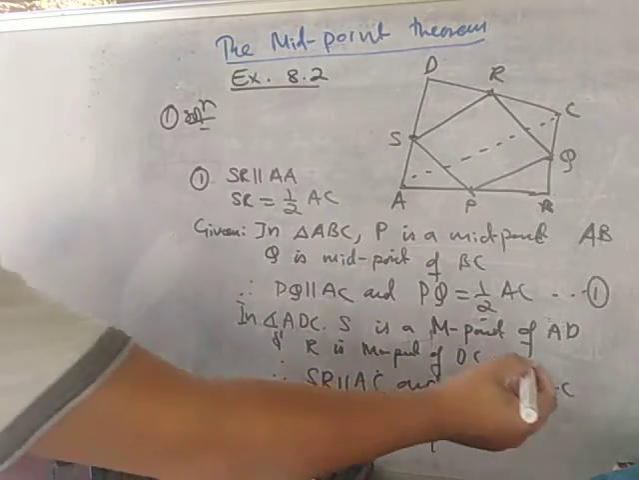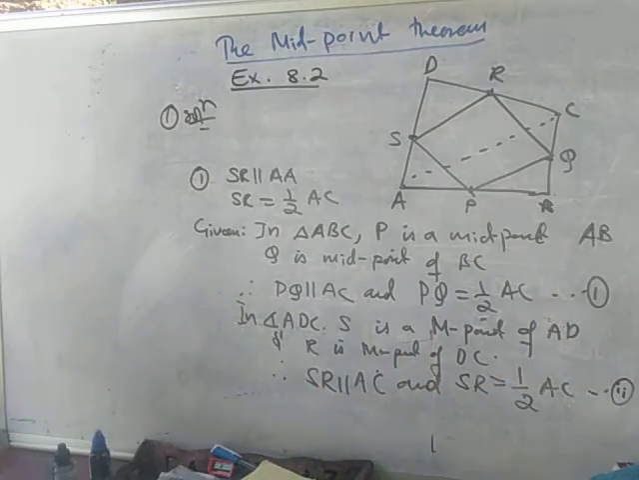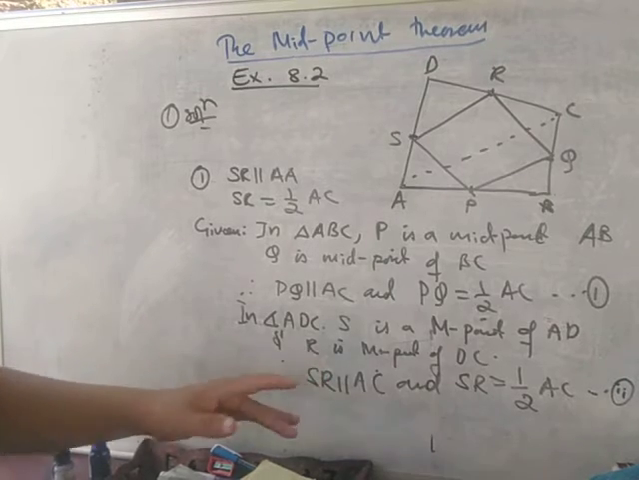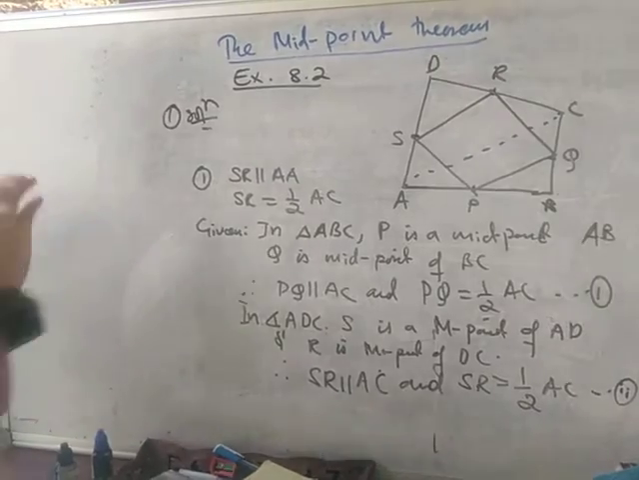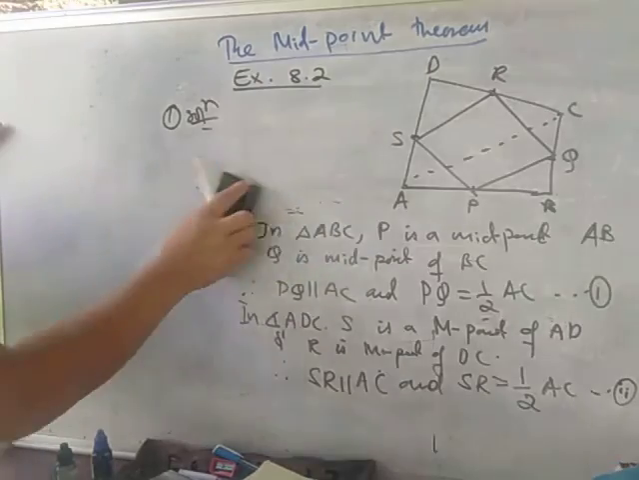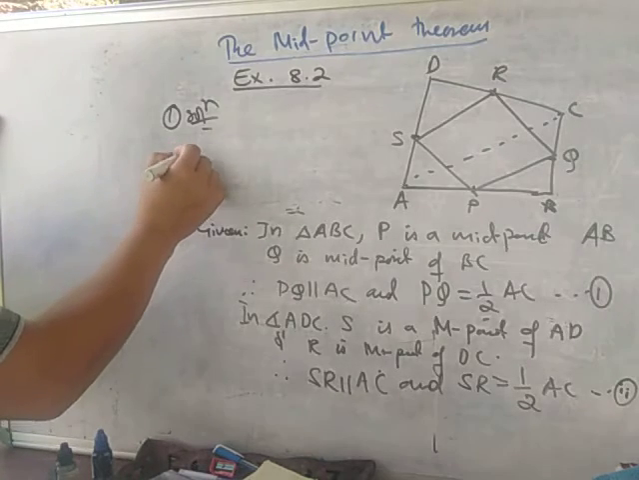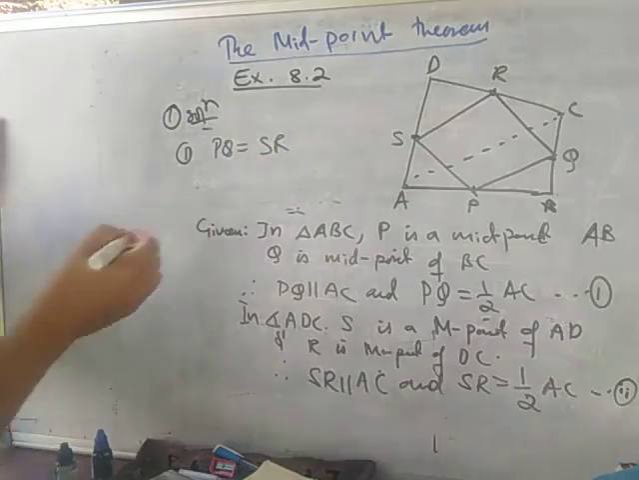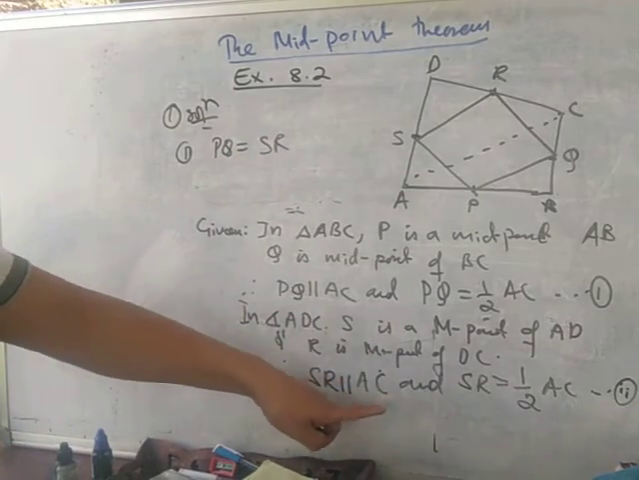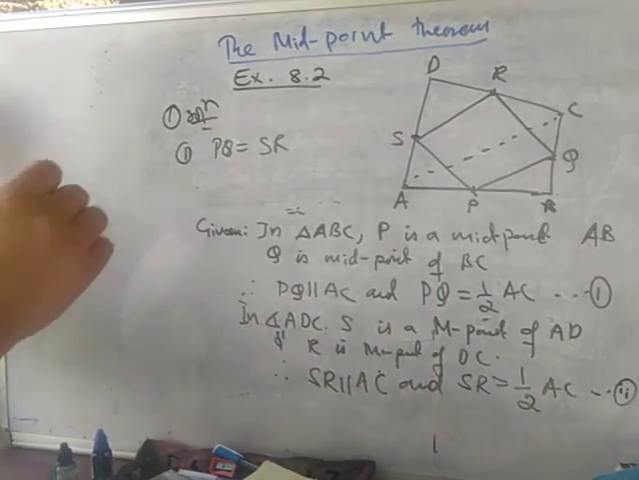So these two are done, isn't it? First question done. Now next, write down from 1 and 2. What to prove? Second one is PQ equals SR, isn't it? From 1 and 2 you get half of AC, half of AC, so PQ equals SR.